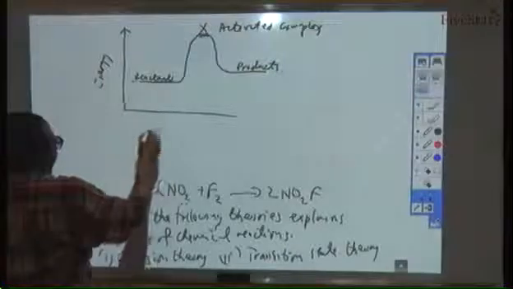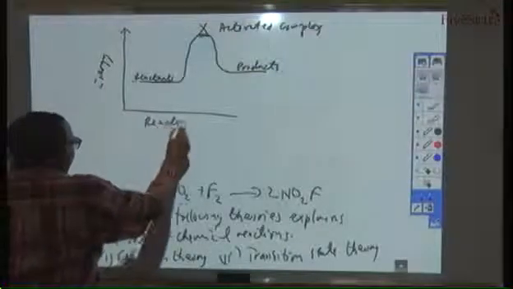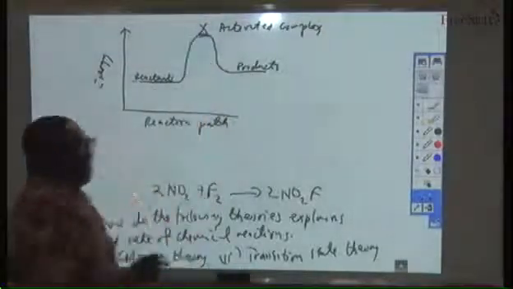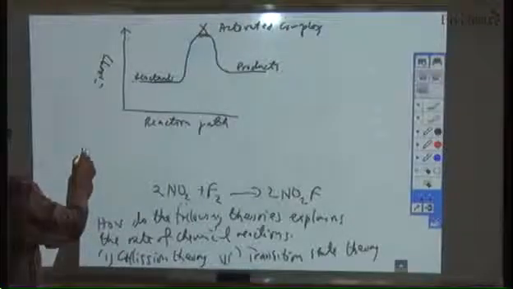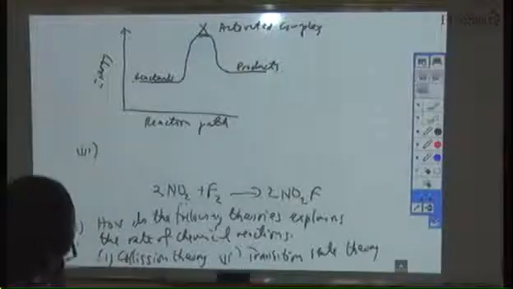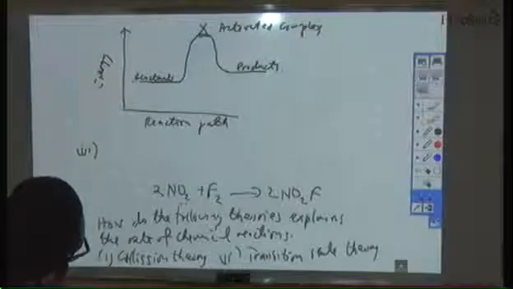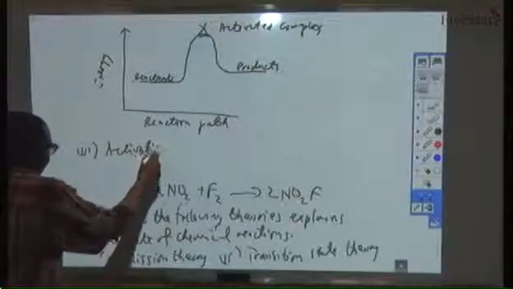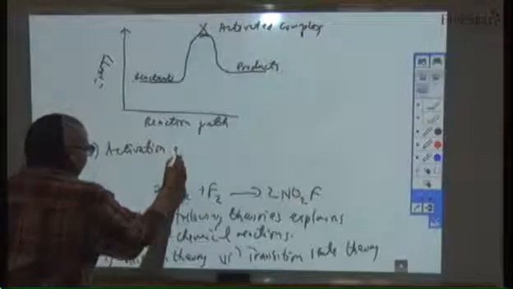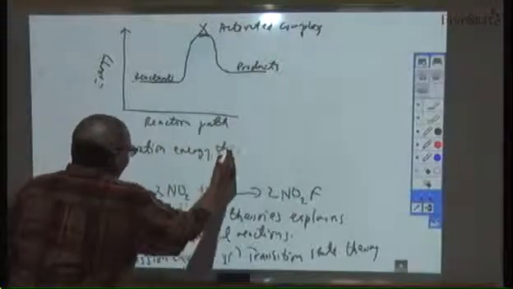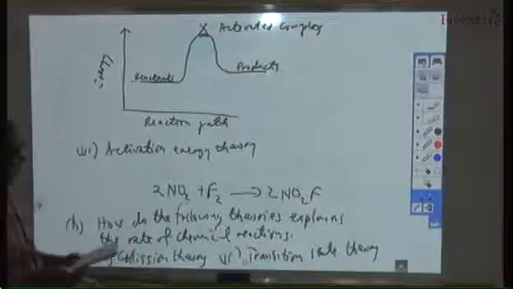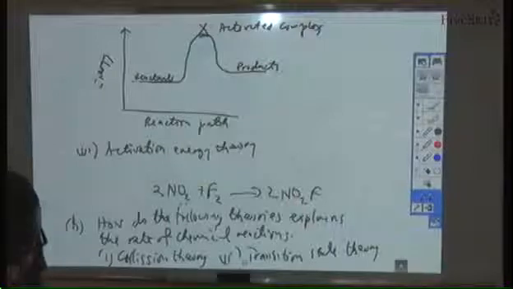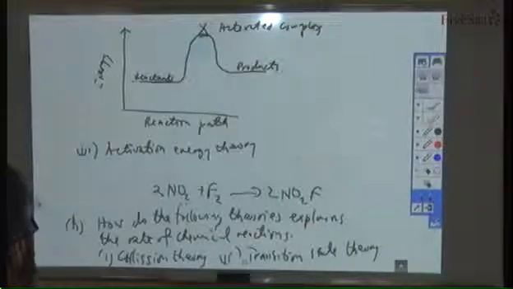This energy is the reaction path. Reaction path from reactant to product through a transition product. Then Roman 3, activation energy theory. How does activation energy theory explain the rate of a chemical reaction?